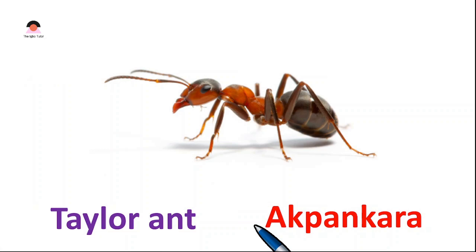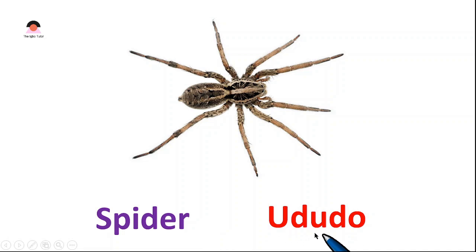Tailor ant is called akpankara. Akpankara. That is tailor ant in Igbo language. Next we have spider. We call it ududo. Ududo. That is spider for you in Igbo language.